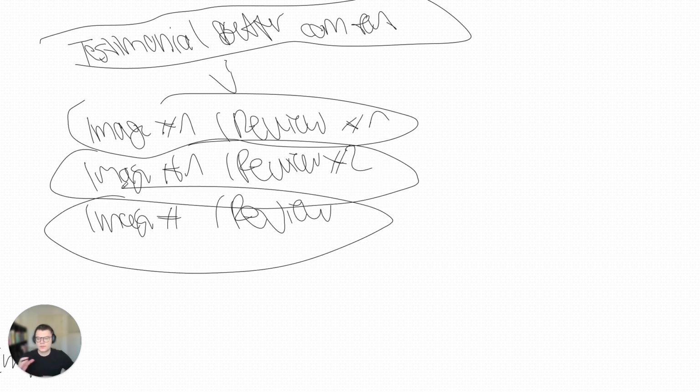You could also turn it the other way around: image 1 review 1, image 2 review 1, image 3 review 1. But this depends a little bit upon you, where you think something would make a difference in performance. Do you think the difference in performance would come from using a different image or from using a different testimonial? It's also a bit tricky, but this highly depends upon you.